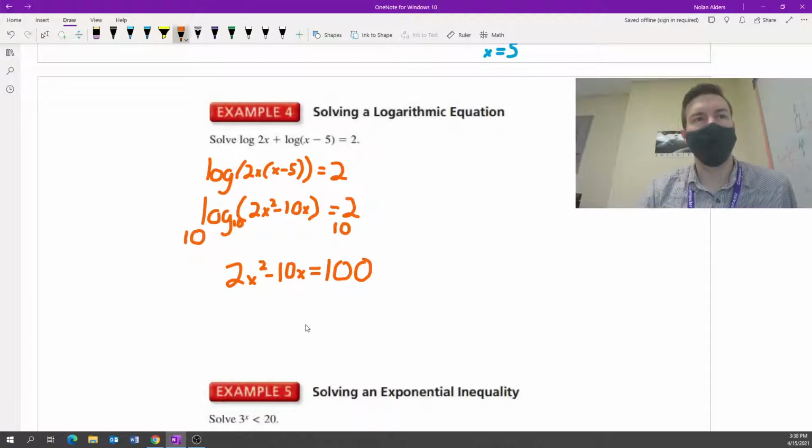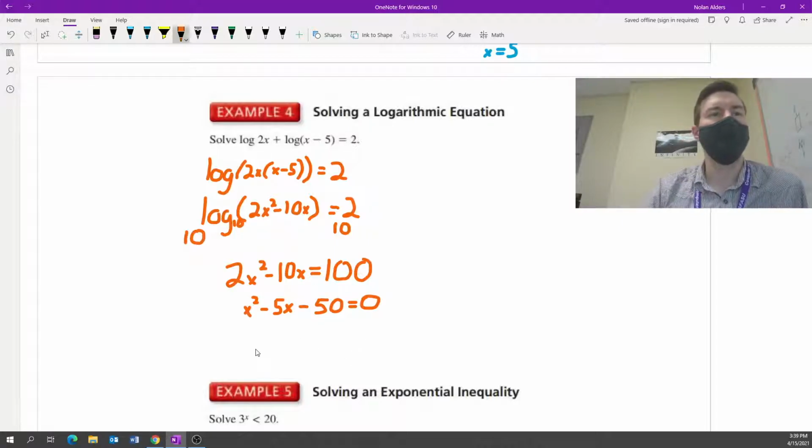Now it looks like we've got a quadratic equation here. One thing we could do is divide everything by 2, so we'd get x squared minus 5x equals 50. And why don't we subtract that 50 over as well? So if we do that, we'll get x squared minus 5x minus 50 equals 0. I think we could solve this using factoring. So let's try that.